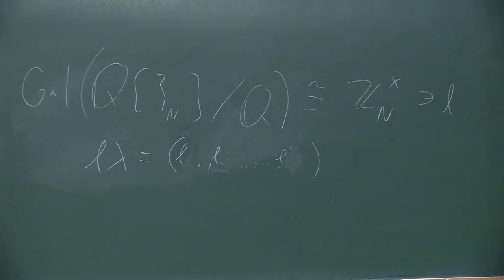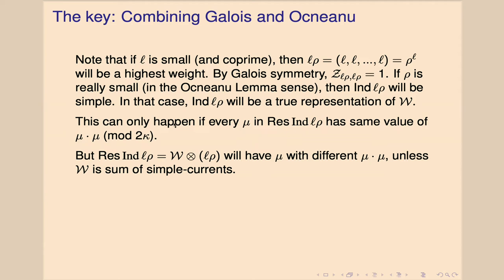And so that tells us that, of course, if L times rho is really small in the Ocneanu sense, so that's an even stricter requirement, a much stronger requirement, then this N will be simple. This is telling us that L times rho is going to be a local module. So anyways, the argument is here, and you'll have to trust me on it.